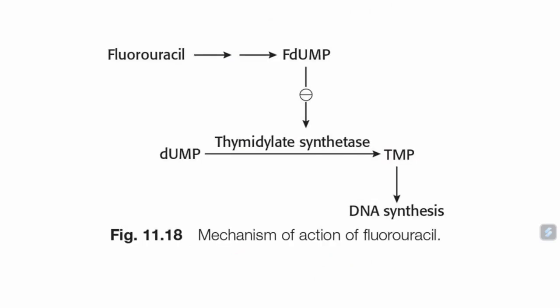Now if you see the exact mechanism of 5-fluorouracil, when it is given, it is activated into FdUMP. The full form of FdUMP is 5-fluoro-2-deoxyuridine monophosphate.